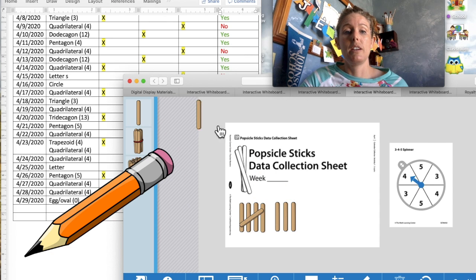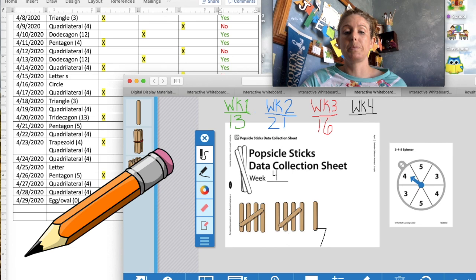1, 2, there's 4, so next one's going to close the door. 3, and 4. So how many popsicle sticks do we have now, first grade? Let's count them together. Remember, when we've closed the door, we have 5. So we're going to count by 5s. 5, 10, and just one more, 11.